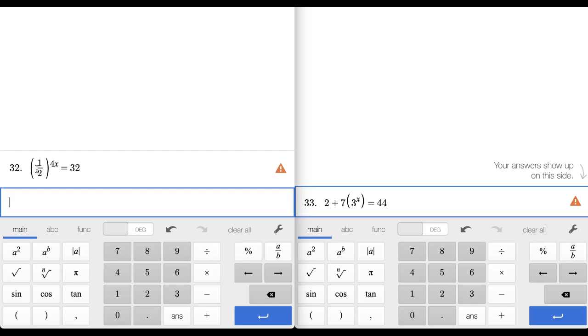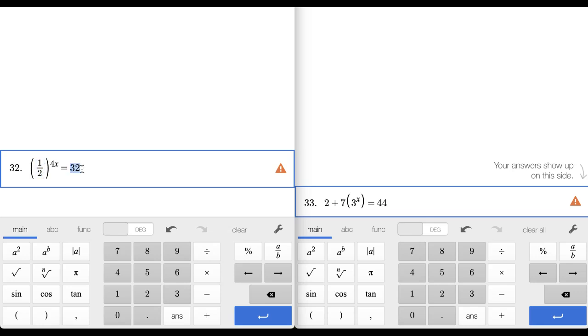All right, so you have a 1/2 here. The pattern is to try to find similar bases, right? So if you have 32, that's the same thing as 2 to the power of 5. And then 1/2, the reciprocal of 1/2 is actually 2.